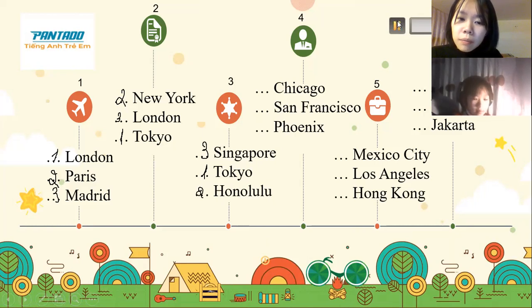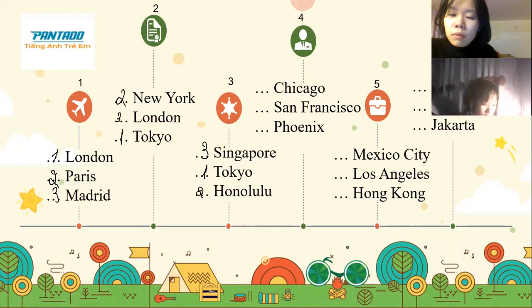Okay, next one. A good meal at a first-class restaurant. You pay about £3. Number 4. A good meal at a first-class restaurant costs about $40 in Chicago, about $45 in San Francisco, and about $30 in Phoenix.